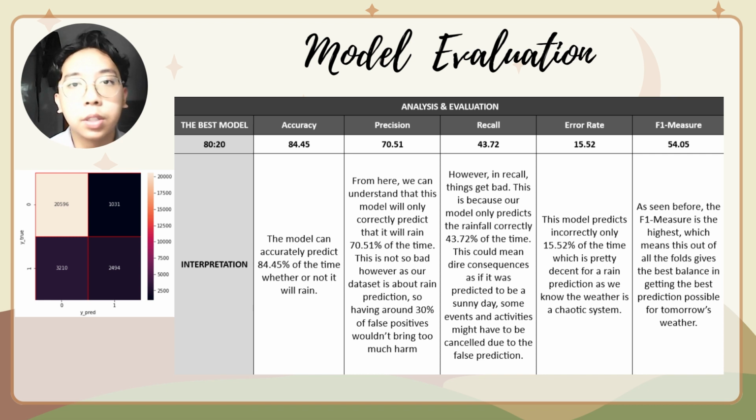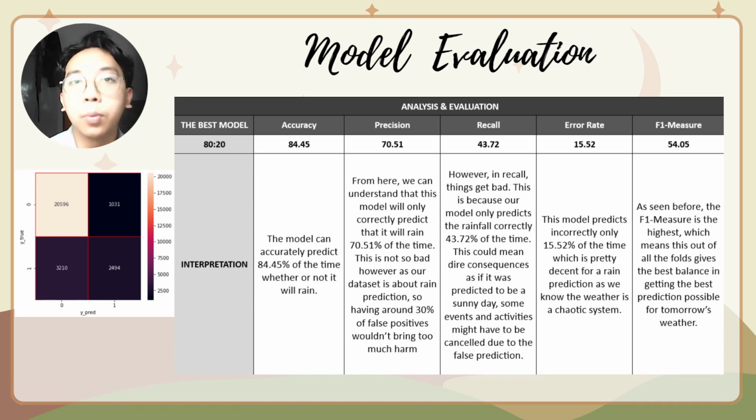Now, looking at precision, we only have 70.51%, which means that this model will only correctly predict that it will rain 70.51% of the time, which is not so bad. As our dataset is about rain prediction, having around 30% false positives wouldn't bring too much harm. This means that around 30% of the time this model will predict that it will rain, when it is actually just a sunny day, which is much better than what we're going to be talking about after this, which is recall.